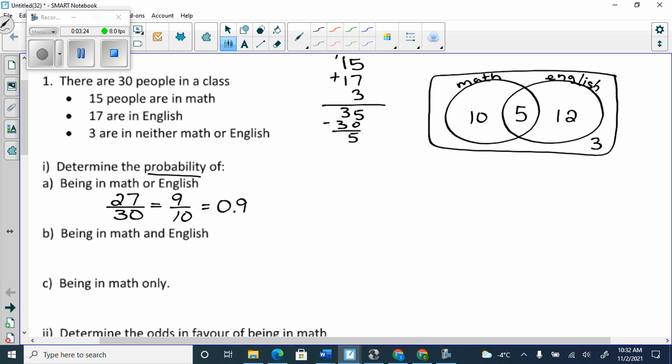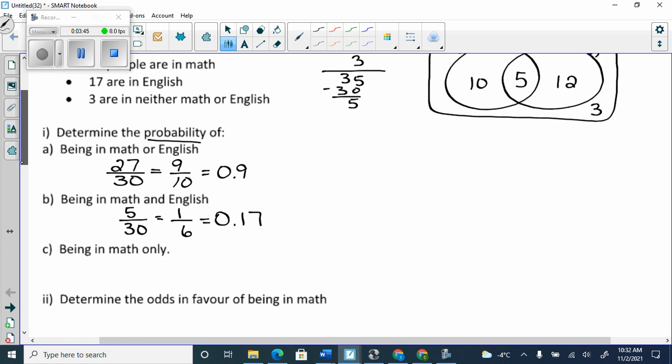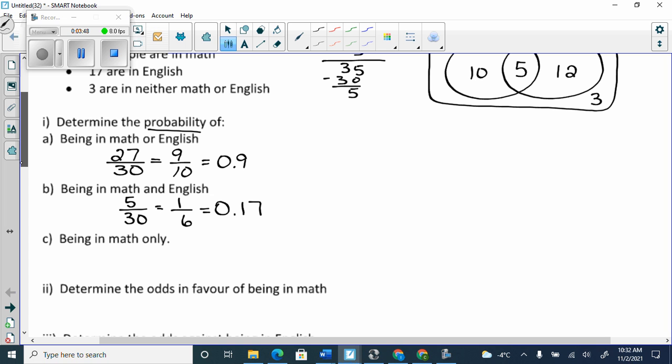Okay. What's the probability of being in math and English? How many are in math and English? The eyeball. There are 5 out of 30. And that reduces to 1/6, which gets me what is to 2 decimal places? 0.17, right? Because it'd be 0.16666. Okay, math only. How many are in math only? 10 out of 30. 1/3, which is 0.33.